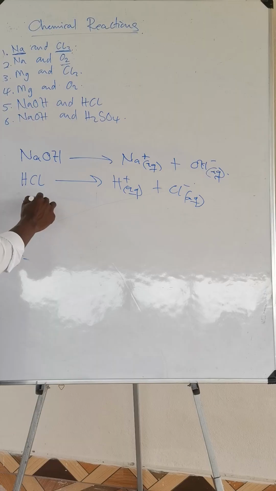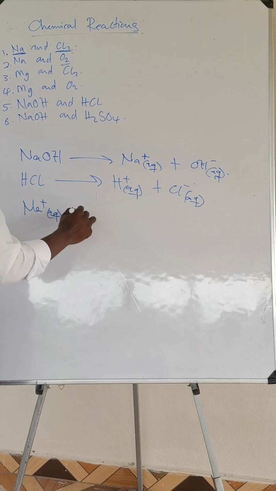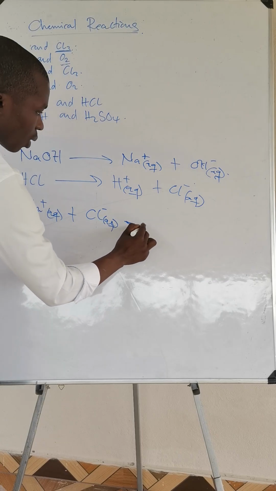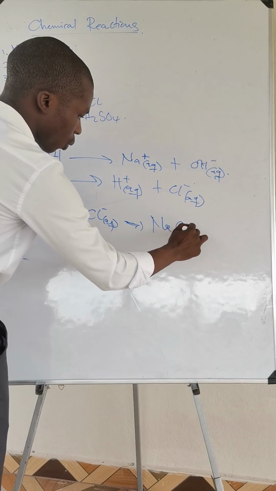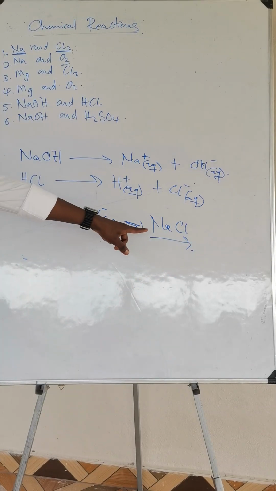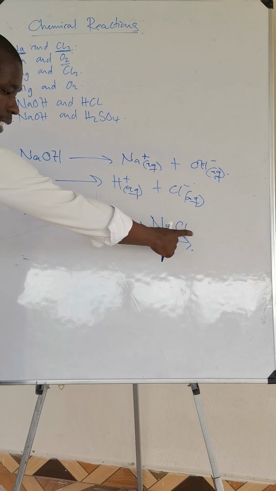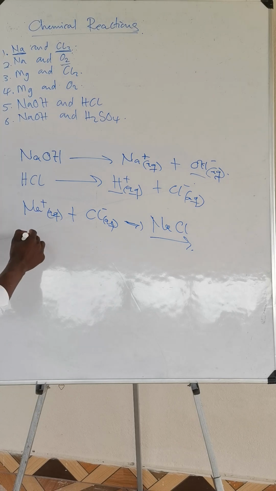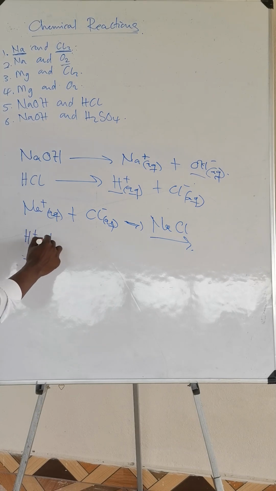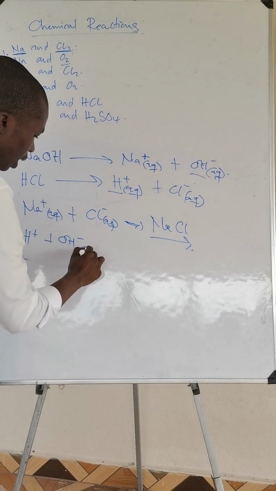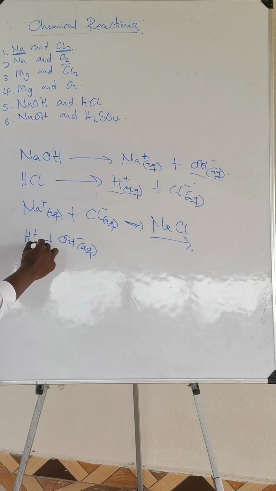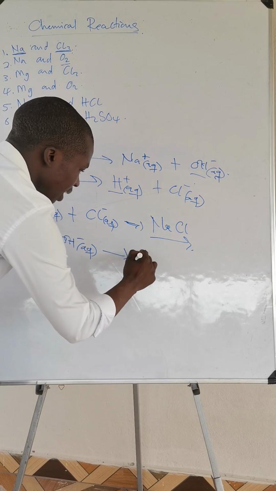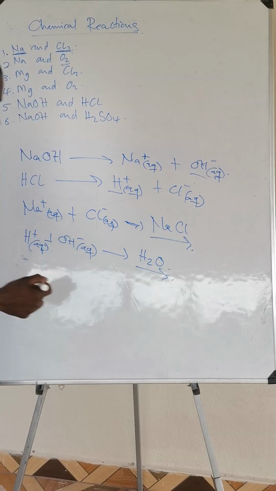So it becomes Na+ aqueous plus Cl- aqueous, and it becomes sodium chloride. This is the first product. And again, we take this one and this one and react them. So it's H+ plus OH- aqueous, and it gives us H2O. This is water.